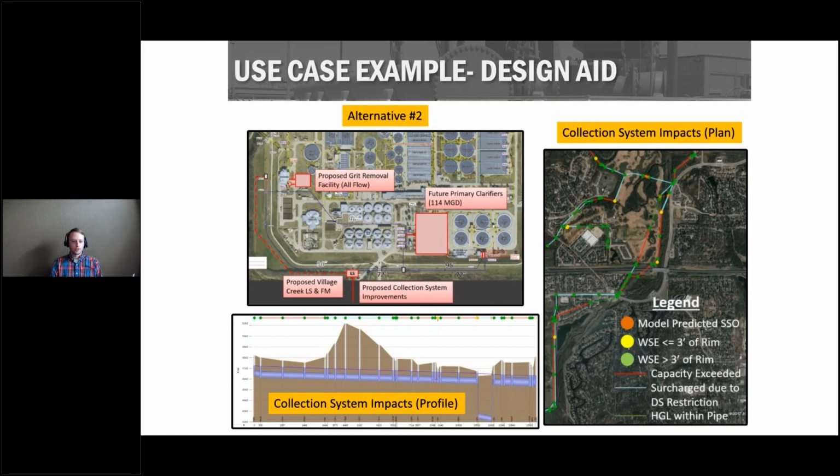A second alternative was installing a lift station, like a lot of plants have, a sizable influent lift station that maintains a more constant wet well elevation. With that option, obviously we didn't see any collection system impacts because we're able to draw down that level and maintain a consistent downstream water surface elevation for the collection system.